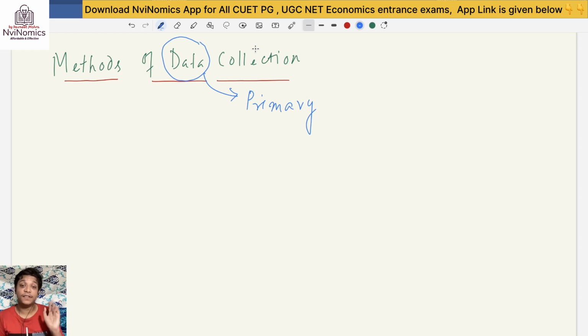Can anyone say how many methods there are? Any insight? Yes: direct personal investigation, indirect oral information, information from correspondents, mailed questionnaire, and schedule through enumerators. Okay, very good. But you have told the sub-methods; broadly, there are three methods.